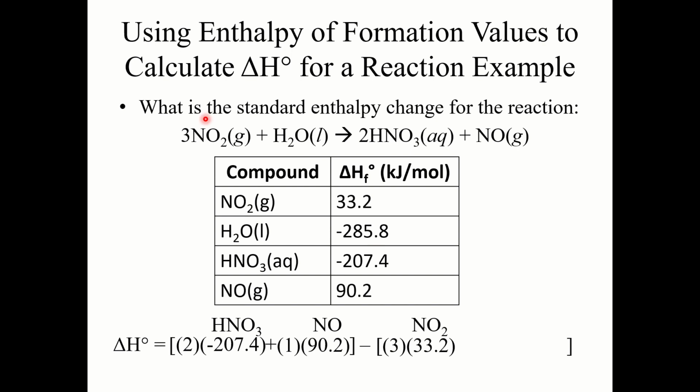So we're going to do 3 times the delta HF value of NO2, plus 1 times the delta HF value for water. And now you just do some basic algebra here, and you get negative 138.4 kilojoules. So this reaction has a delta H of negative 138.4 kilojoules. So using these heat of formation values, you can calculate the theoretical enthalpy change for any reaction given.